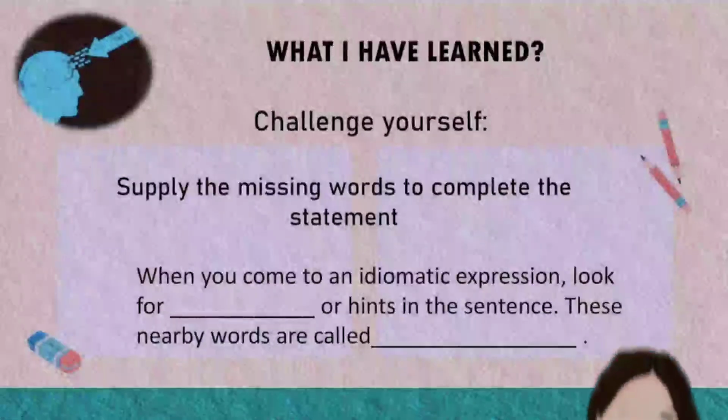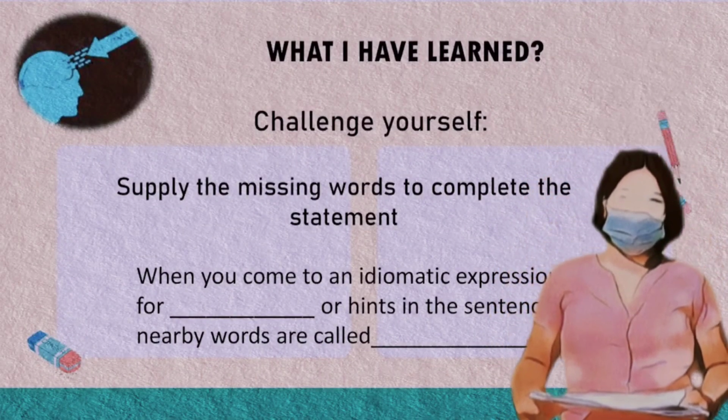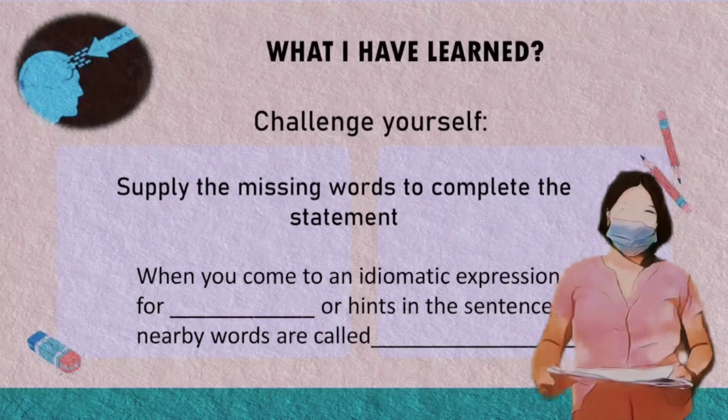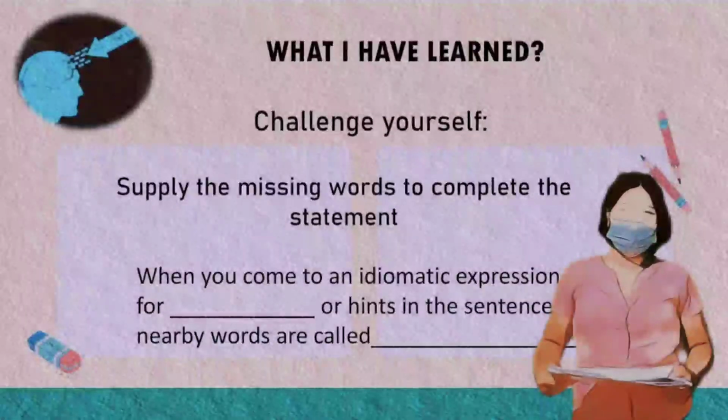Were you able to give the meaning of idiomatic expressions using context clues? I want you to challenge yourself. Supply the missing words to complete the statement and write your answer on your activity notebook. When you come to an idiomatic expression, look for clues or hints in the sentence. These nearby words are called context clues.